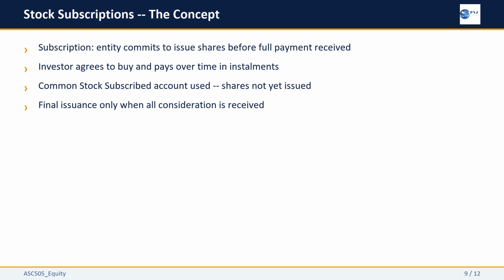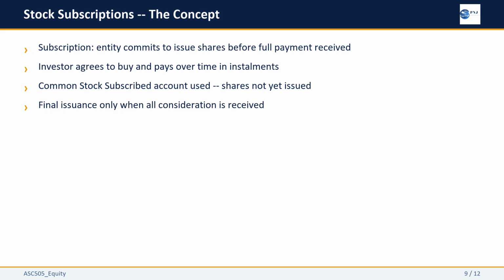A stock subscription is an arrangement where the entity agrees to issue shares and the investor agrees to pay, but payment comes over time, not all at once. Think of it as a layaway plan for shares. The company makes a legal commitment to issue shares once full payment is received. Until then, the shares are not legally issued.